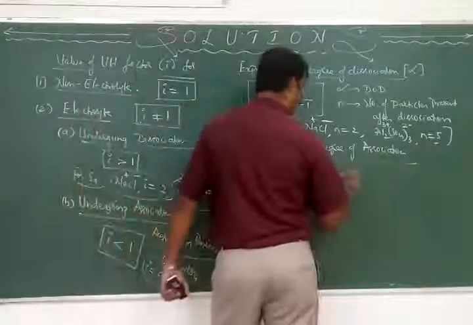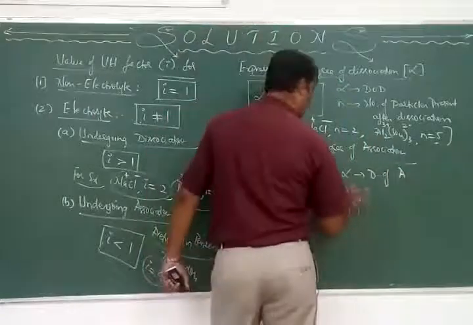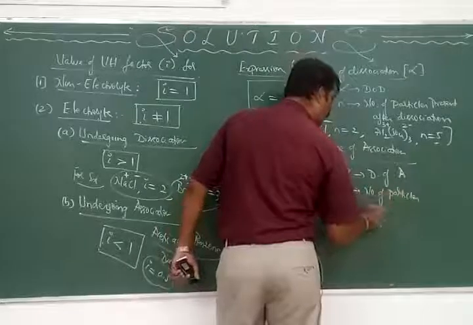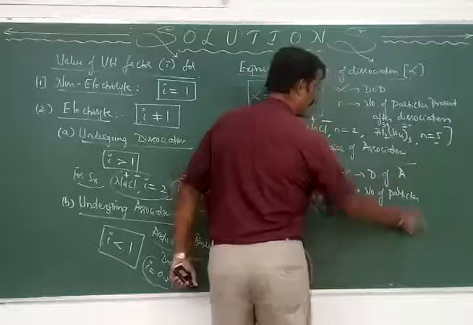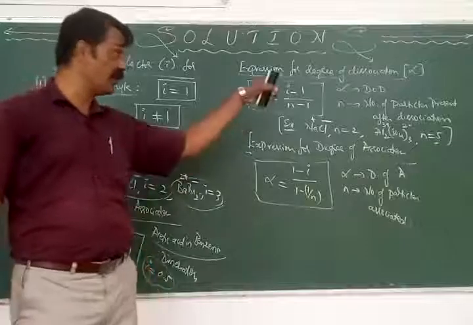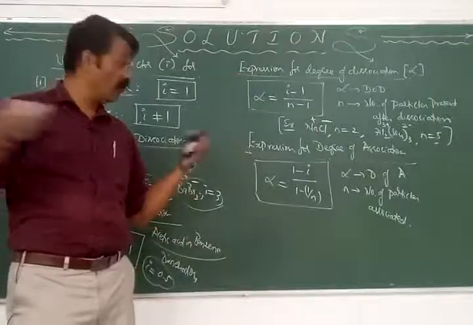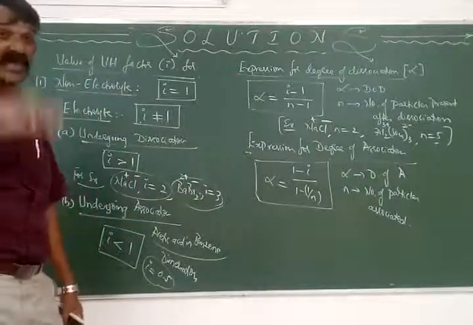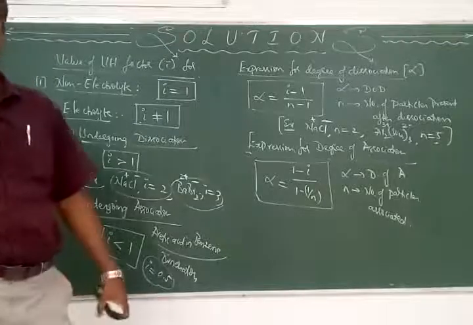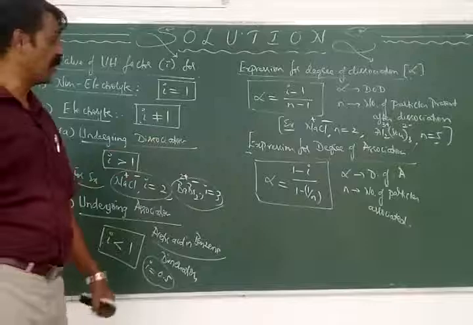So, here what is alpha? Degree of A. A means association. What is n? Number of particles associated. That is the difference here. In the first case, n refers to the number of particles obtained after dissociation. Dissociation means splitting. In the case of association, it is the number of particles that has been associated. As I mentioned, dimerization means n is equal to 2. Why? Because we have taken 2 particles, but we have made that into 1. So n is the number of particles that has been associated.